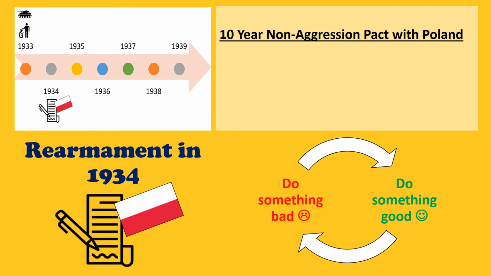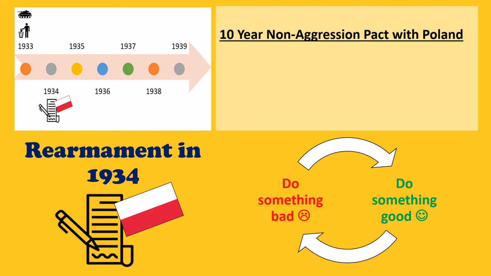And by something good, we're talking about a 10-year non-aggression pact with Poland. Now, in hindsight, we can look back and laugh at this moment, because we know that any non-aggression pact with Poland doesn't even last out the decade, let alone 10 actual years. Okay, that's not even going to be good in 5 years' time. But we know that in hindsight. But at the time, people didn't know that.